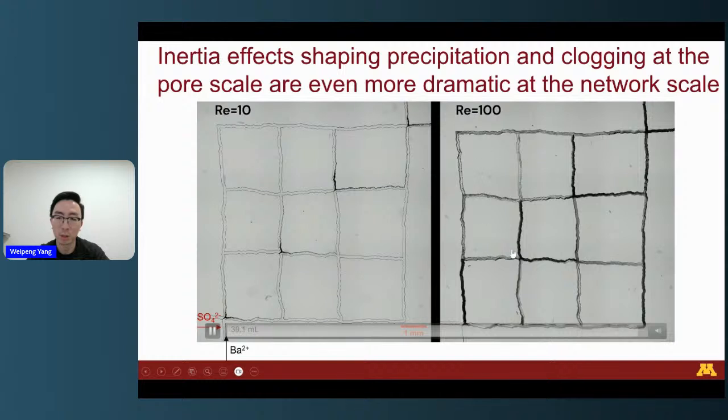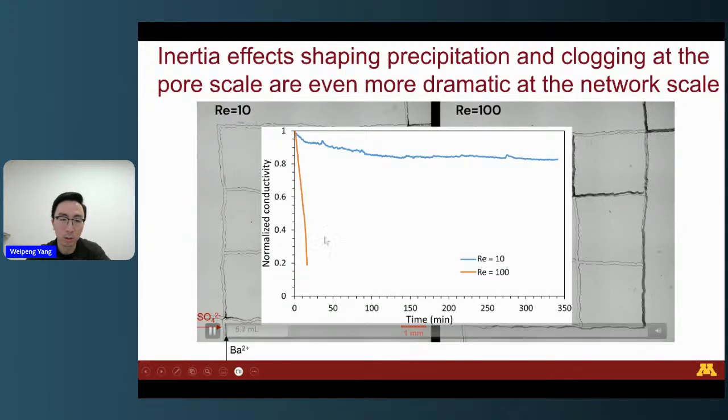precipitation across the entire network. That leads to a significant clogging. So that means our results can successfully be translated from single intersection scale to a network scale. And also the inertia effect is even more dramatic at the network scale. Here we also show how the conductivity changes. You can see that for the high Reynolds number, we see an even faster decrease in the conductivity.